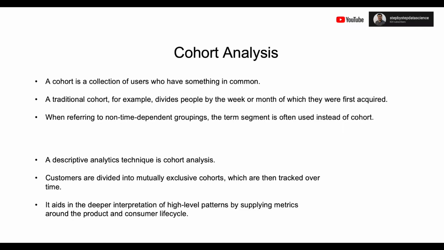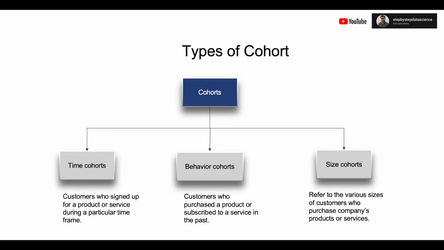And so today we will be going through cohort analysis. We'll look at the business metric of retention rate using cohort analysis on medium-size bikes and cycling transaction data. So generally there are three types of cohorts: time cohort, behavior cohort, and size cohort.